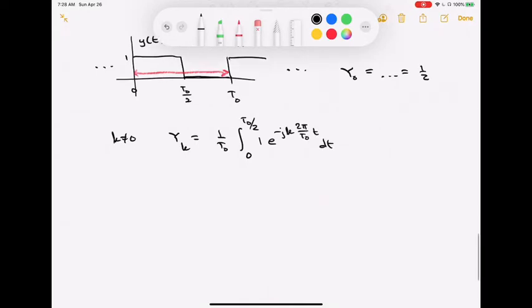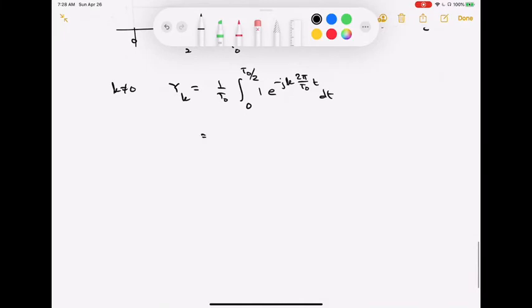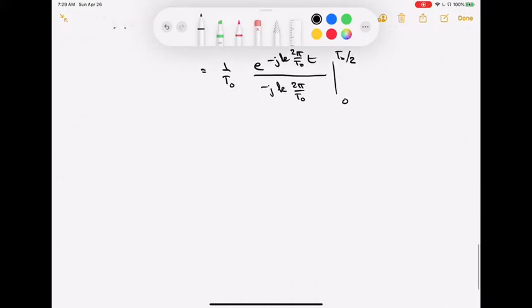So very similar kind of calculation that we had before. I'm going to have a 1 by T naught. I'm going to have my e to the minus j k 2 pi by T naught t divided by minus j k 2 pi by T naught. Those T naughts are going to cancel, and I'm going to go 0 to T naught by 2. If I go ahead and do the substitutions on that and clean it up just a little bit, I will get a 1 over, I'm going to still have that pi k, I'm going to have a j2 just like I had before, and I will have a minus e to the minus jk pi plus 1.